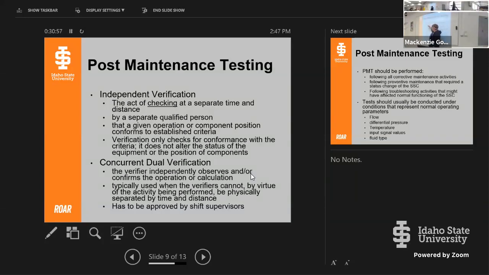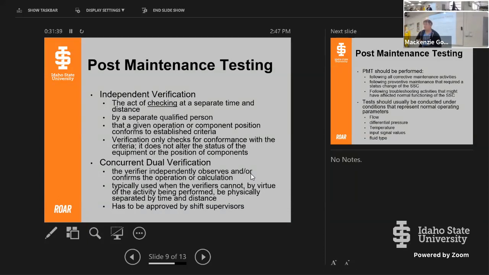Independent verification is going to be the act of checking. They're going to complete an entire checklist in the work maintenance procedure that tells them to go do their independent verification at a separate time and a separate distance by a separate qualified person. Okay? So what this means is Jennifer is the operator who's going to go verify that the maintenance technician put in a particular modification correctly and that the system is lined up for her to go back to her control room and do a rod drop test.